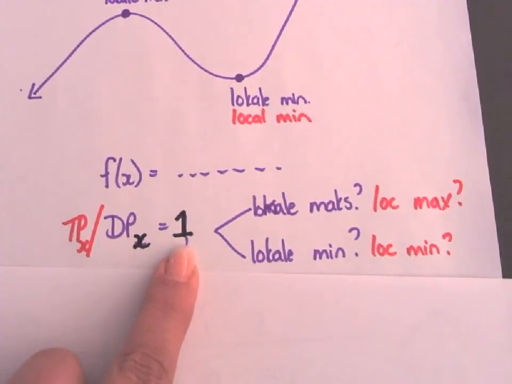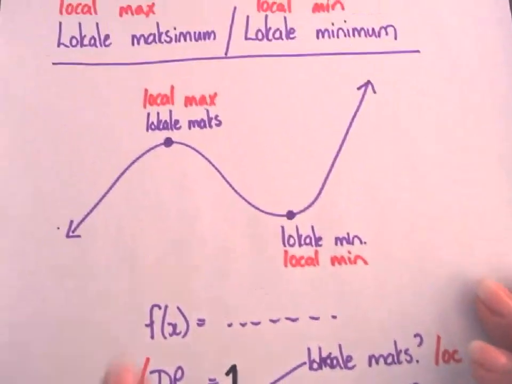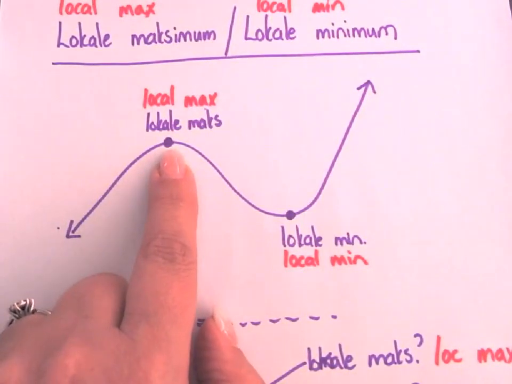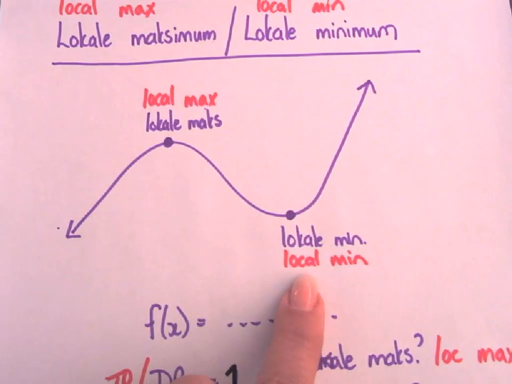Okay. I'm going to show you a little trick. Let's look at the local max. What is the gradient of the graph just before the local max? Positive. And just after the local max? Negative. If you look at the local minimum, what is the gradient just before the minimum? Negative. And just after the minimum?